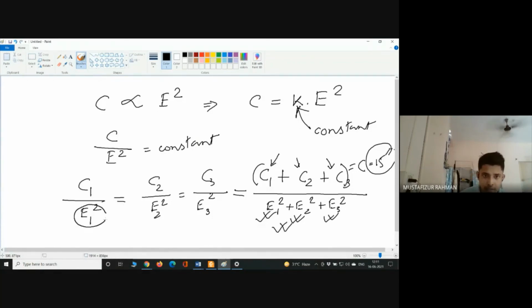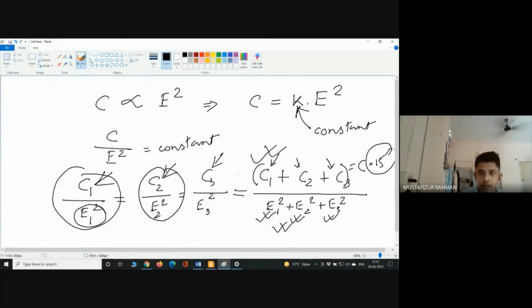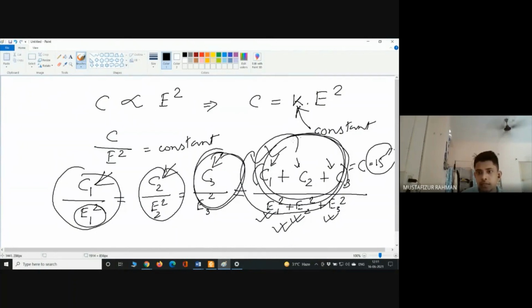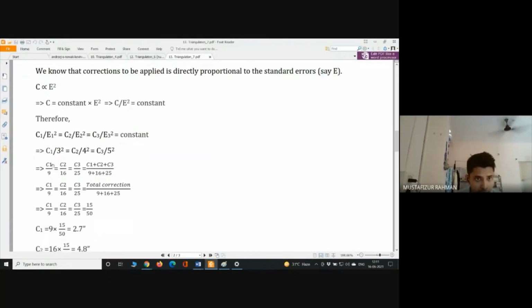Then we know this. So when we compare this factor with this factor, we can find out what is the correction in angle 1. Similarly, we can find for angle 2 and angle 3 by comparing this one and this one in the second case, and this one and this one in the third case. Okay, so that's what we are doing here. C1 divided by square of standard error, 3 square, C2 divided by 4 square, C3 divided by 5 square. So this is C1 by 9, C2 by 16, C3 by 25.